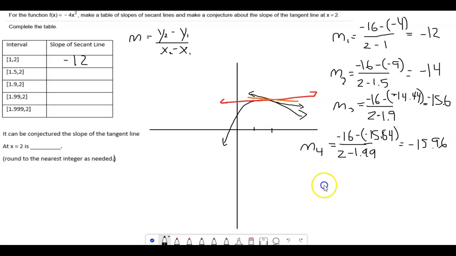Finally, I'm not going to put that whole thing in there. You should hopefully get the point, and the final thing should be negative 15.996. So negative 14, negative 15.6, negative 15.96, negative 15.996.